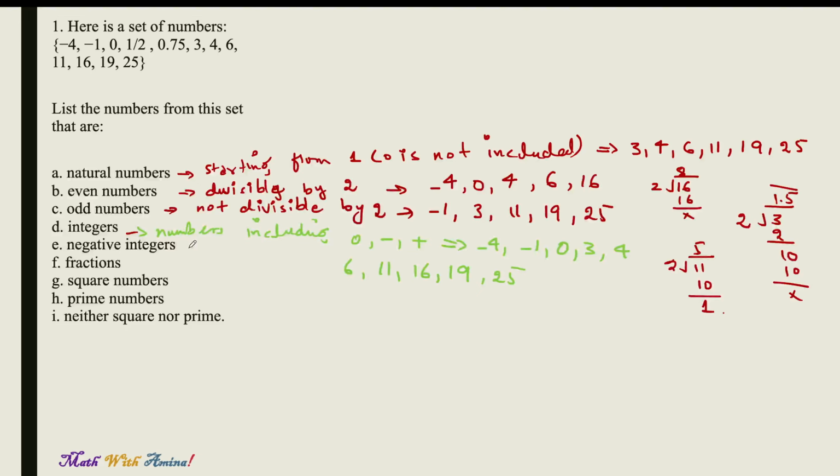Next, we are having negative integers. The negative integers are those integers less than 0. If you go on the number line, here it is 0, on this side we get positive, and on this side we get negative numbers. So less than 0, it would be negative. So negative integers are those numbers that are less than 0. And in the set we are having -4 and -1 as negative integers.